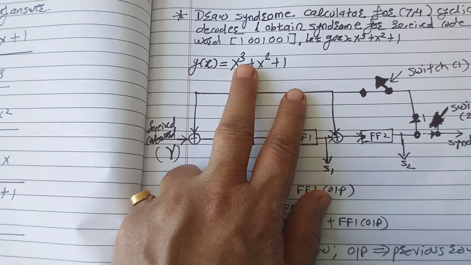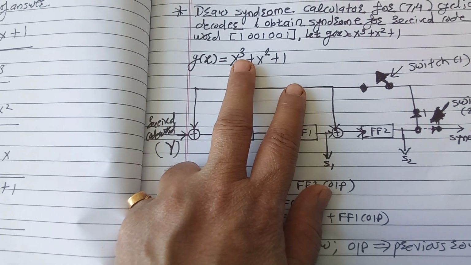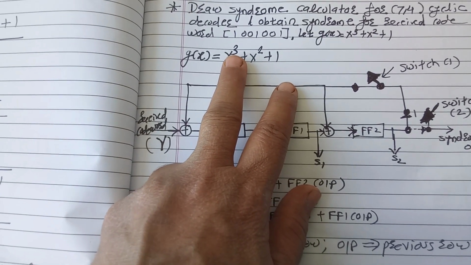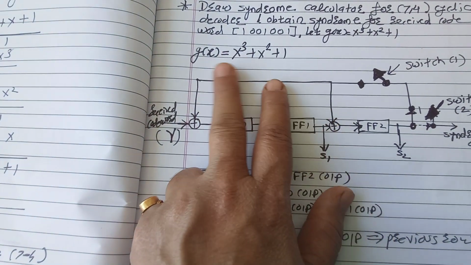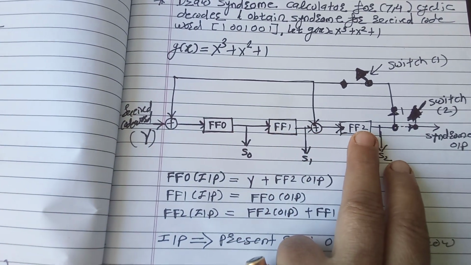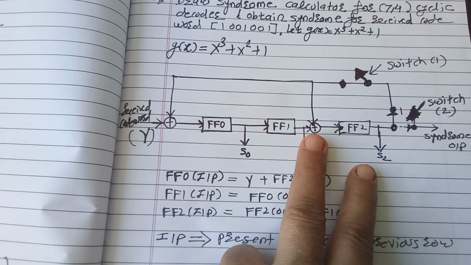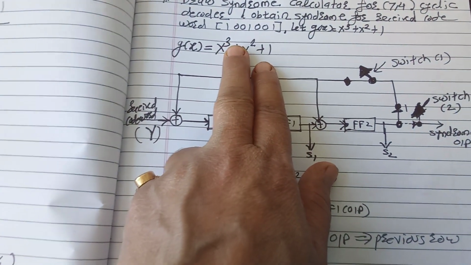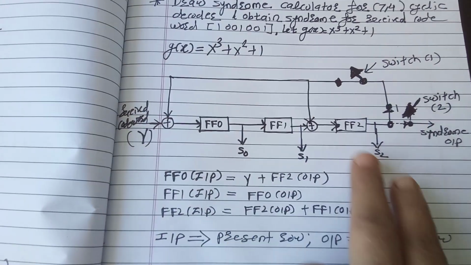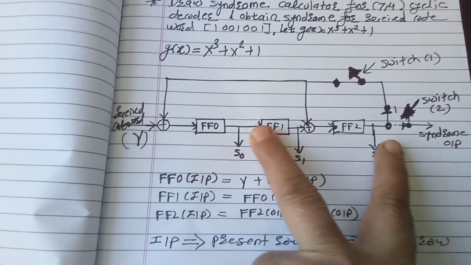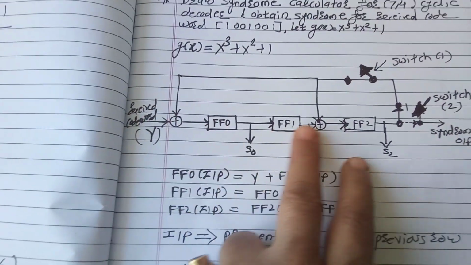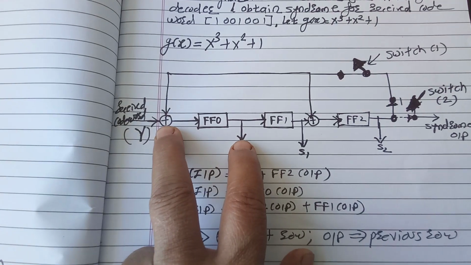For that you have to see the highest power of g(x), which is also called the degree, and that is equal to 3. So there are 3 flip-flops: flip-flop 0, flip-flop 1, flip-flop 2. How many flip-flops there are depends on the highest power of g(x), that is 3. After that, this line is always there, and you only have to see which adders are added. This adder is always there.